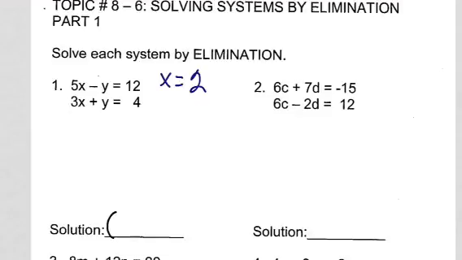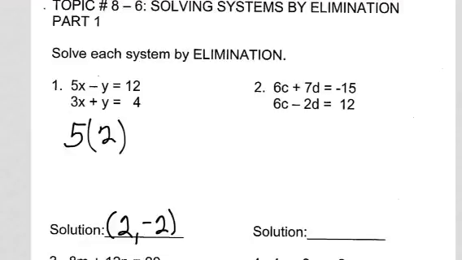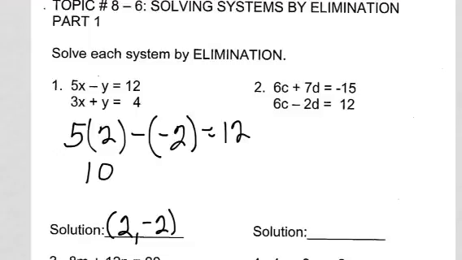So then our x is 2, our y is negative 2. Checking it to make sure that it works correctly: if we have 5 times our x value, which is 2, minus our y value, which is negative 2, that should equal 12. And we see 5 times 2 is 10, minus a negative 2 would be plus 2, equals 12. So that is a true statement.